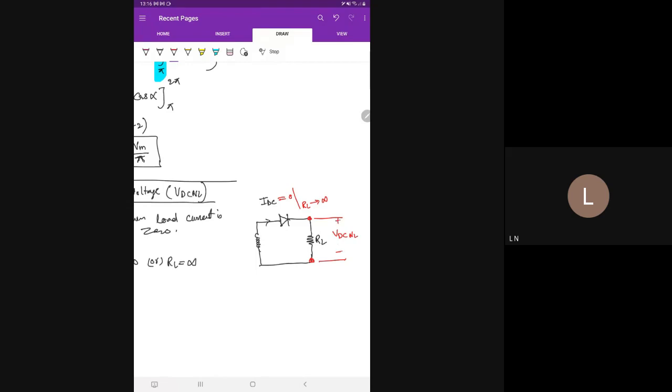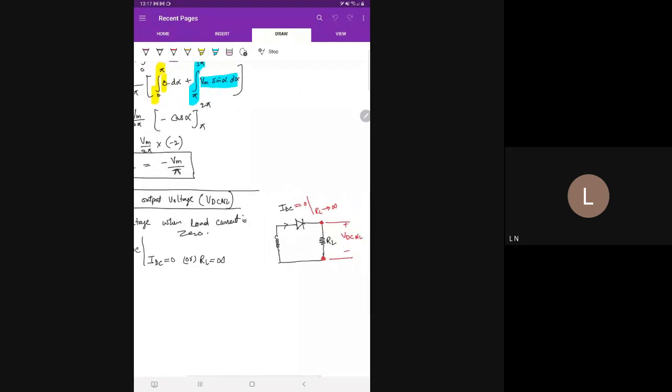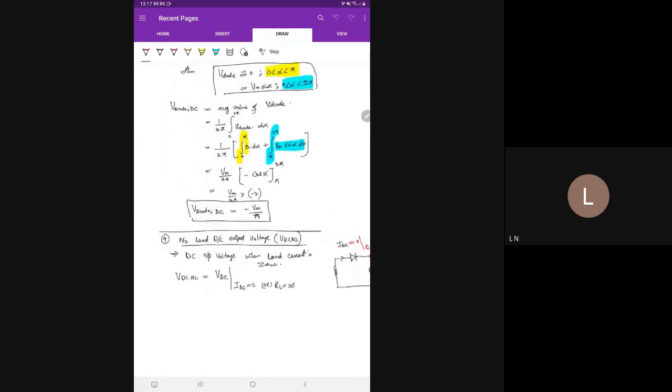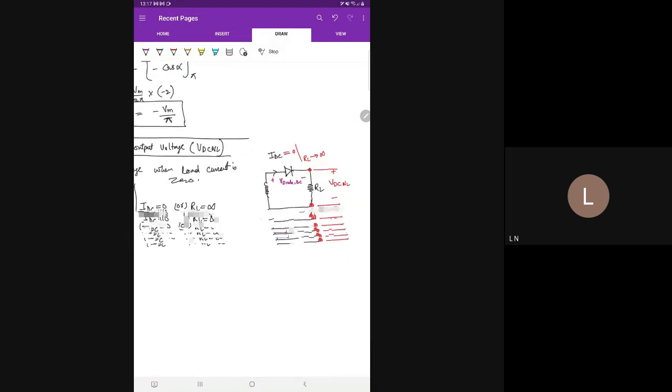And this will be the polarity: top will be positive and negative at the bottom. And this is V diode. What is the voltage across the diode? We have already calculated it in parameter 8. This is basically V diode, but it is DC, V diode DC.